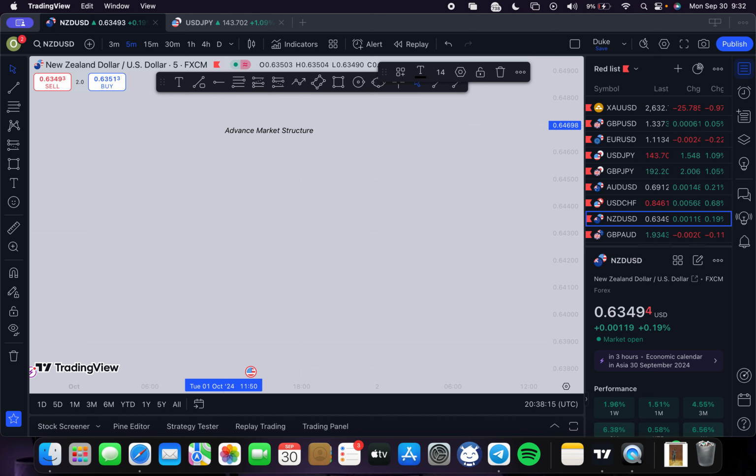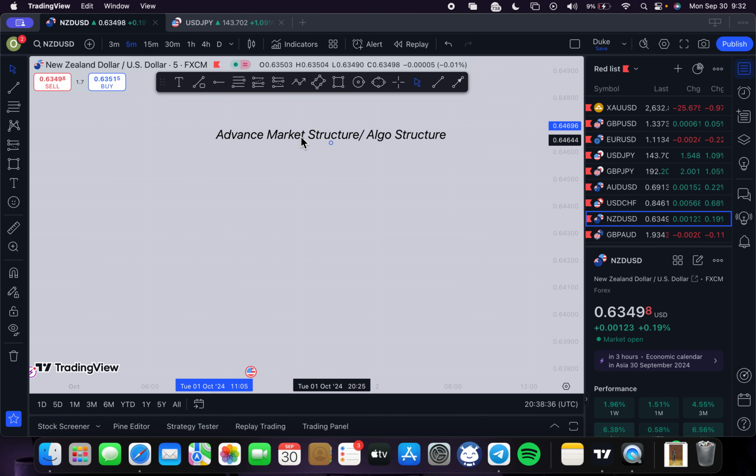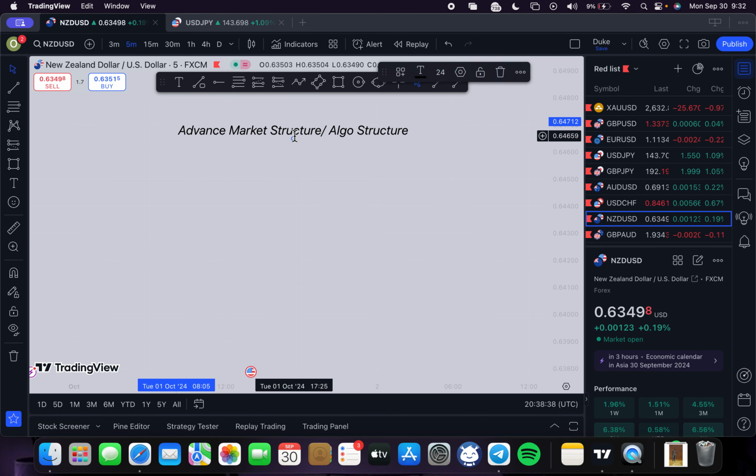I hope you're writing it down. Slash. You don't need to tell me that. Stretch algo structure slash algo structure. My PC is a bit low, but I don't mind charging it anyway.